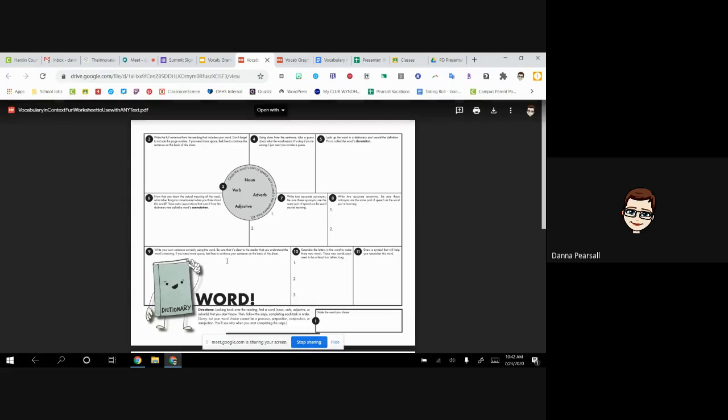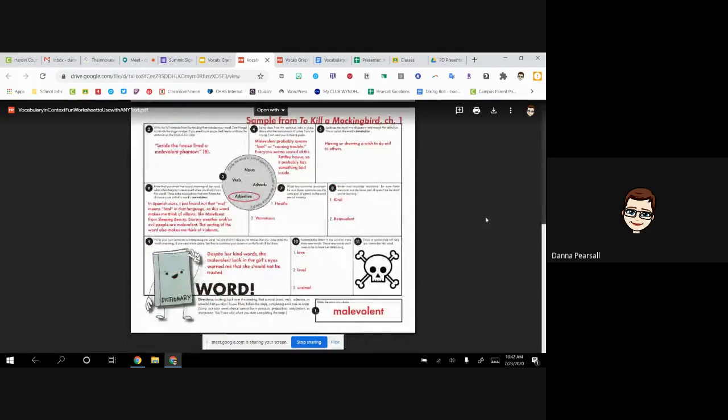Synonyms, antonyms, sentence, a drawing for number 11, and number 10 is just kind of fun. It scrambles the letters in the word to make 3 new words. Sometimes I will require that, sometimes I won't, depending on the word that I chose, because sometimes it's very difficult to make a word out of the letters that you have, depending on the length of the word. But I like this graphic organizer better than the other one. I don't know why, I just do.